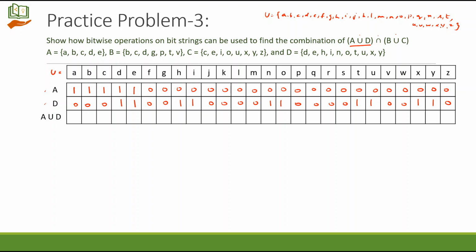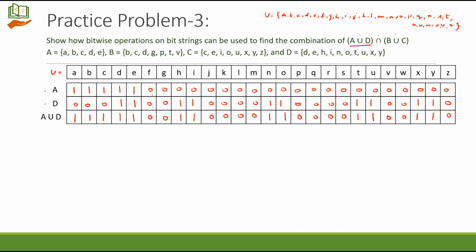So wherever you have 0, 0 occurrence, it means the element is not present in A and not present in D. There alone you will have 0. The rest of the places will have 1. So let's take only the 0, 0 combo here and mark them as 0. The remaining places will all have 1. 1, 0 is 1. The element is present in both the sets, or only in D.